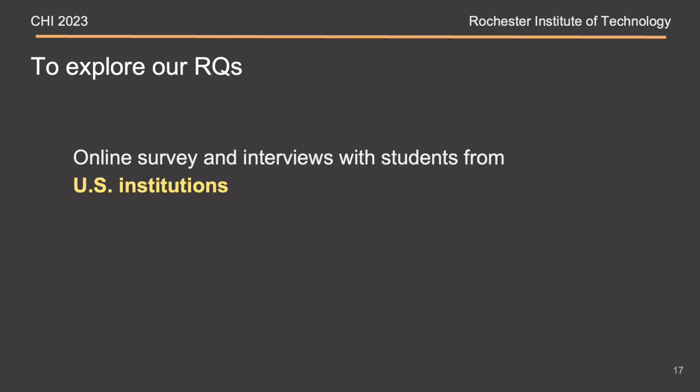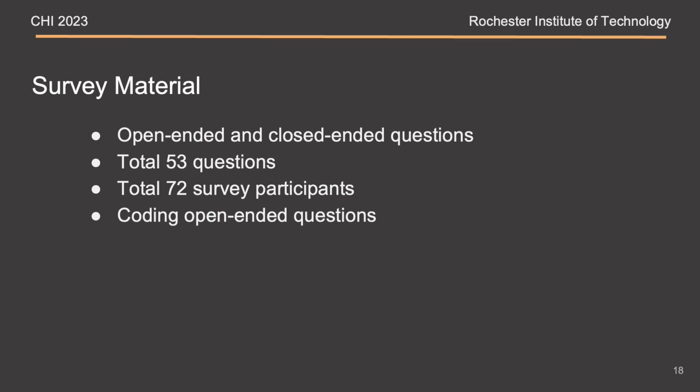We ran an online survey and interviews with students in U.S. institutions because of the high diversity of cultural backgrounds in the U.S. and the fact that for now we are mostly familiar with the course structure inside the U.S. Our survey consisted of 53 questions, both open and closed-ended. We received a total of 72 valid survey responses and coded the open-ended questions.